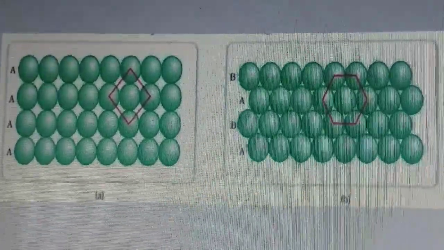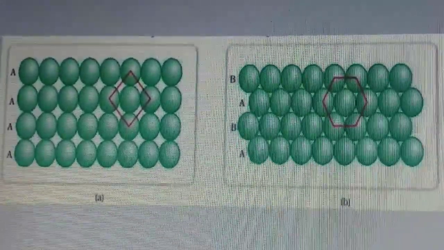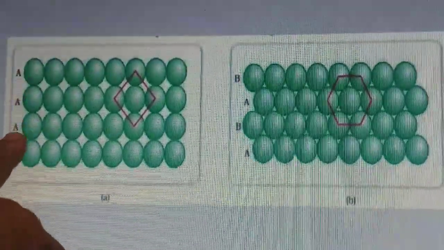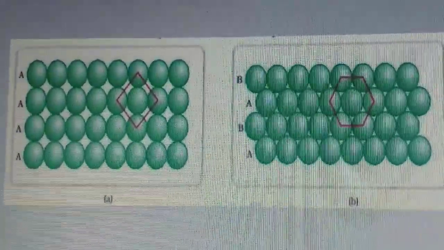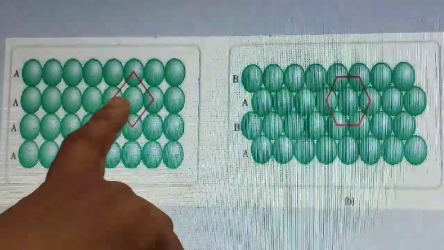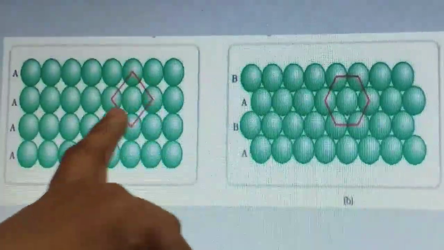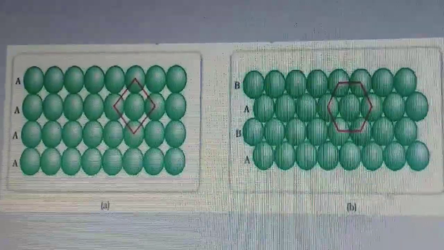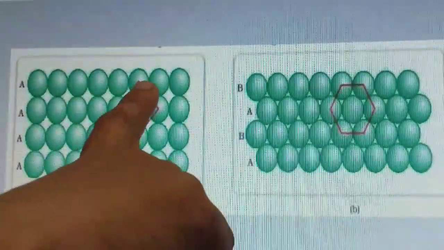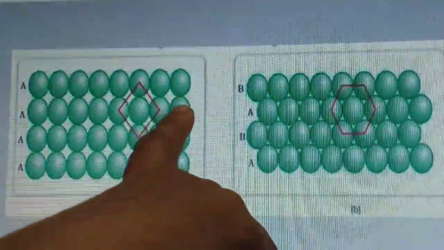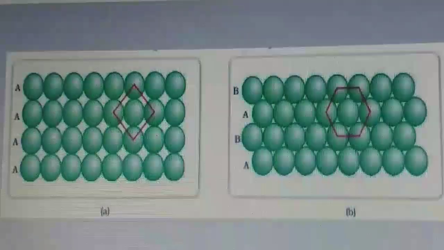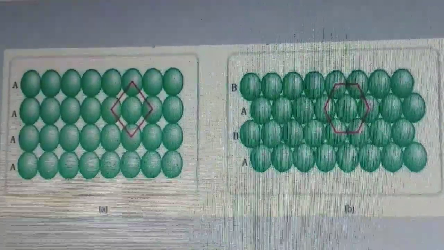Further, the rows may also be built up exactly in the same manner. Hence, we call this arrangement AA type. And in this arrangement, each sphere is touching 4 other spheres. Hence, the coordination number is 4. On joining the centers of the 4 spheres touching the particular sphere, a square is formed. That's why it is called square close packing in 2 dimensions.